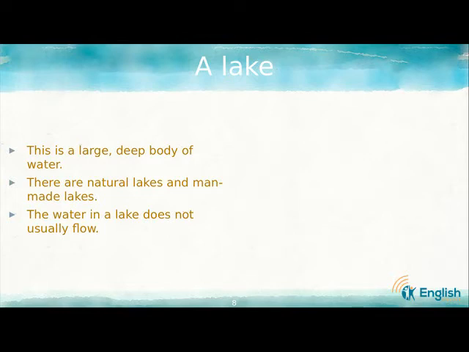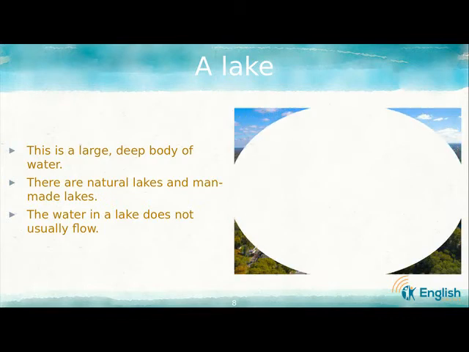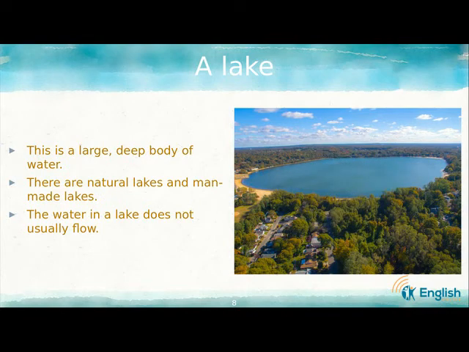When we compare a river with a lake, the main difference between the two is that a river always flows. The water is moving, or it's dynamic. But in a lake, most of the time, the water is stagnant. It does not flow. Here you can see a picture of a big lake.